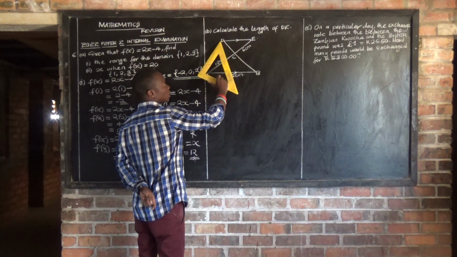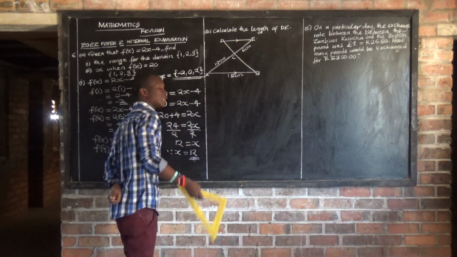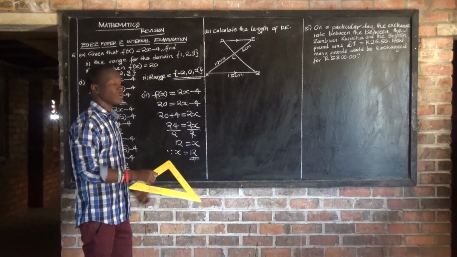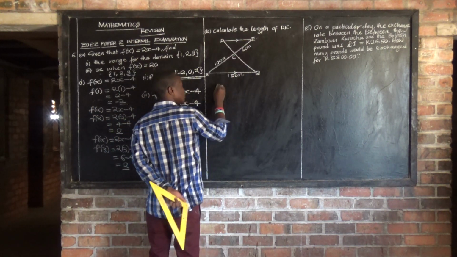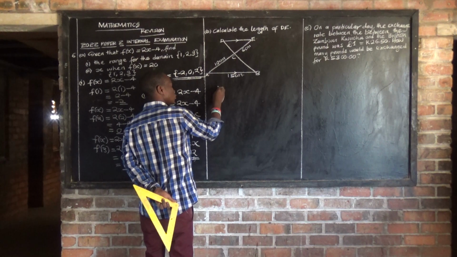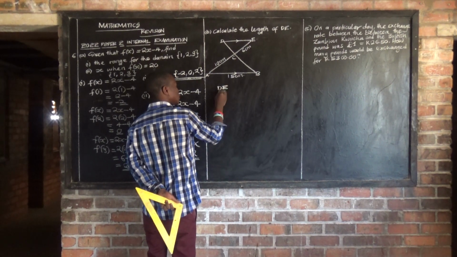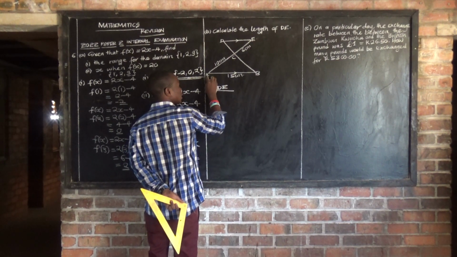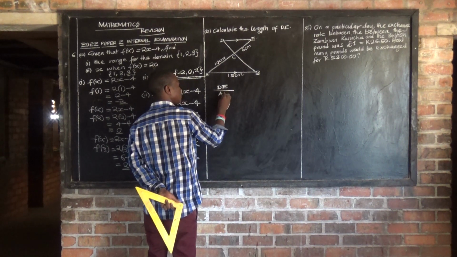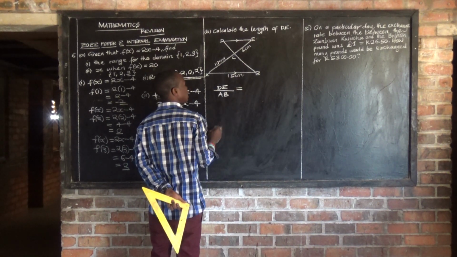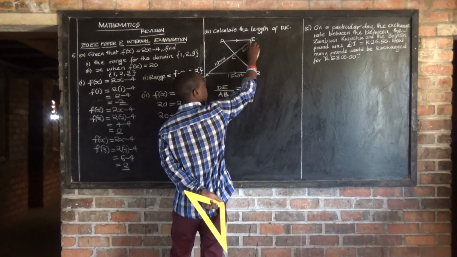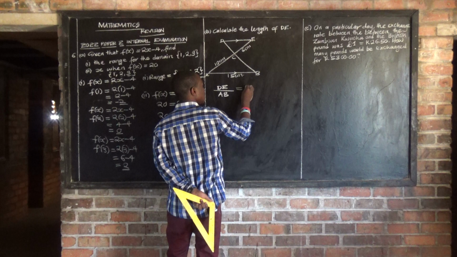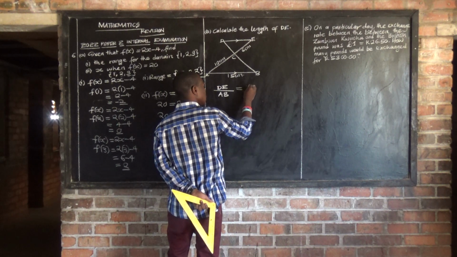So step number 1, we are going to identify our corresponding sides. Okay? Corresponding sides. So this is what we want. It's DE. The side we want is DE. Now DE corresponds with which side? AB. Are we together? Then take note, D is from the small triangle. So we're going to get this one from the small line, which is what? CE.